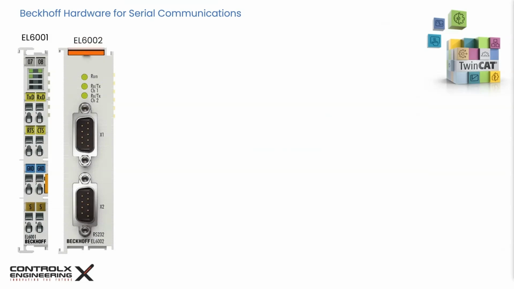Next, let's take a look at the Beckhoff EtherCAT terminals that support RS-232 serial communications. The EL6001 is the single channel version and allows connection of devices with an RS-232 interface. Similarly, the EL6002 is a two channel version and allows connection of devices with two electrically isolated RS-232 interfaces with 9-pin D-sub connector, also known as DB9 connectors.